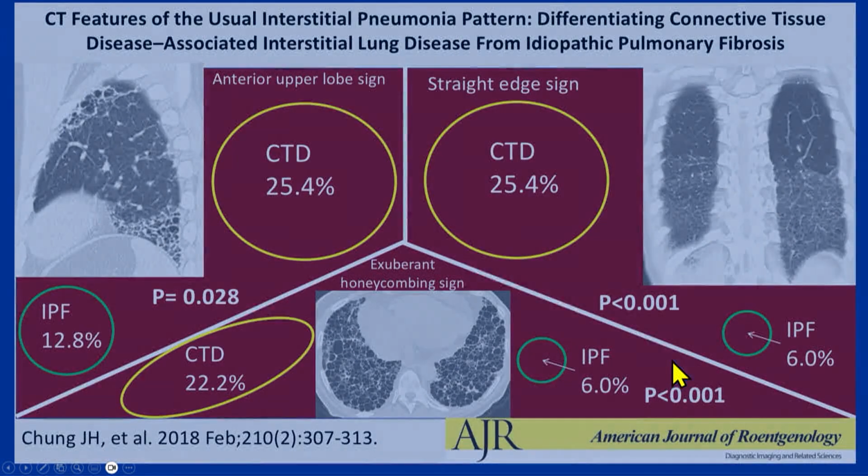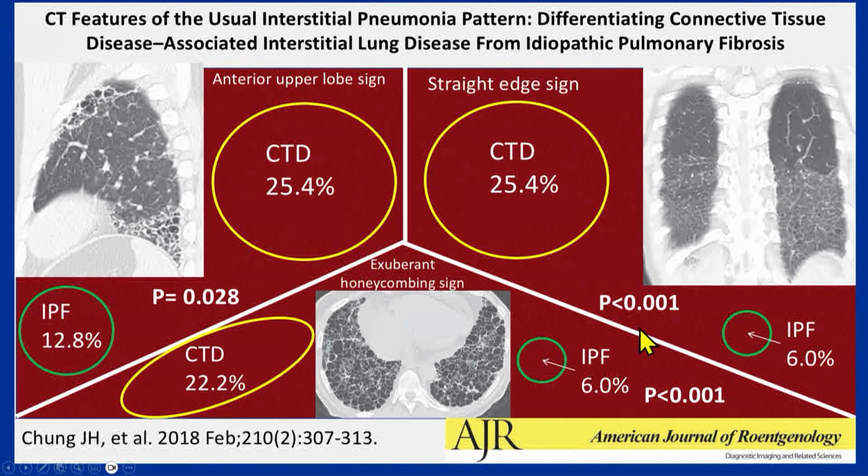So when can you invoke the exuberant honeycombing sign? It's when the fibrosis in a patient with UIP is comprised more than 70% by honeycombing. If almost all the fibrosis is honeycombing, with very little reticulation and very little traction changes, and it really just looks like all honeycomb cysts, you can invoke that sign. Why am I making a big deal about this? Because we know that in patients who have a UIP pattern and the exuberant honeycombing sign, it's much more suggestive of connective tissue disease than idiopathic pulmonary fibrosis.